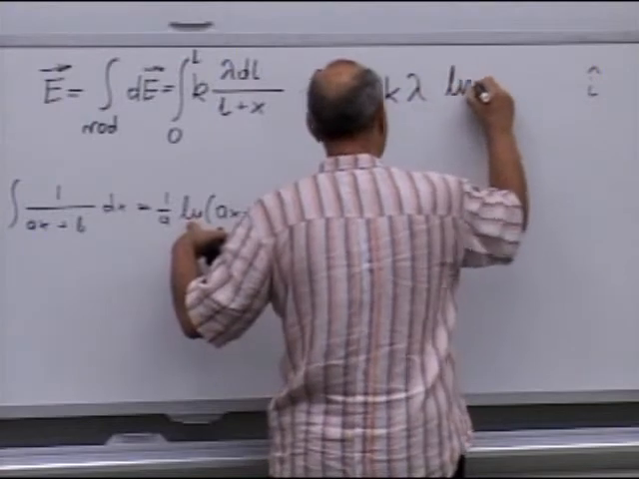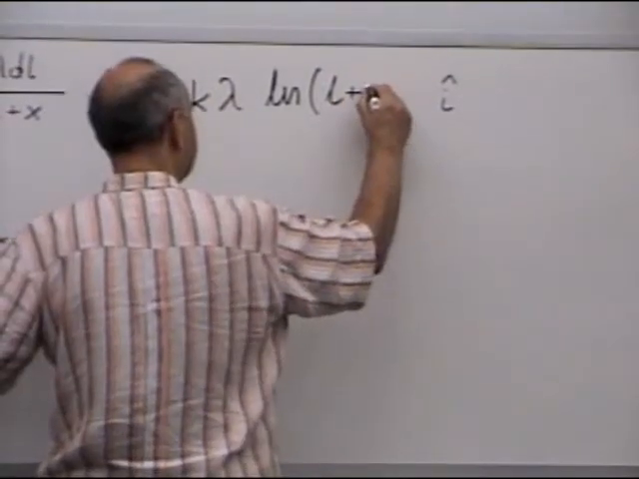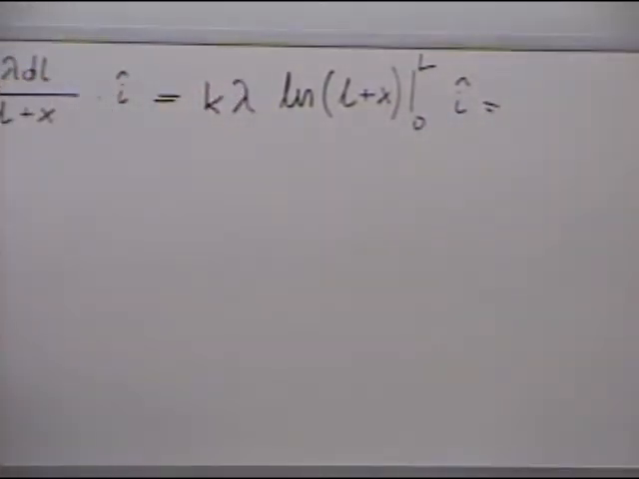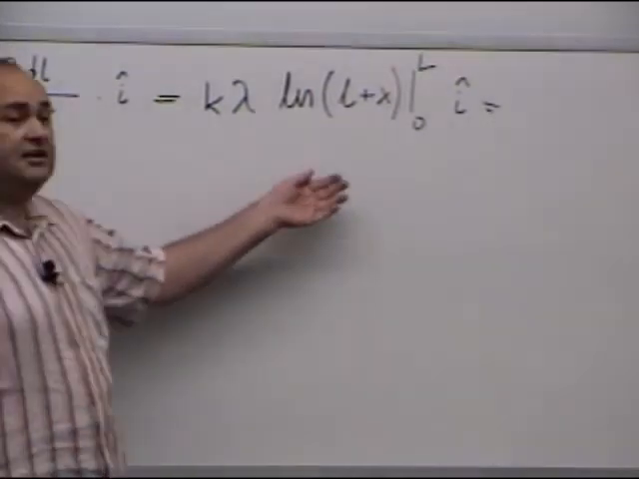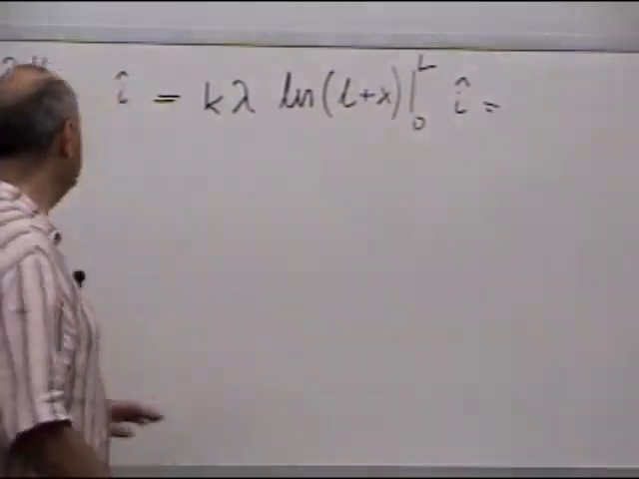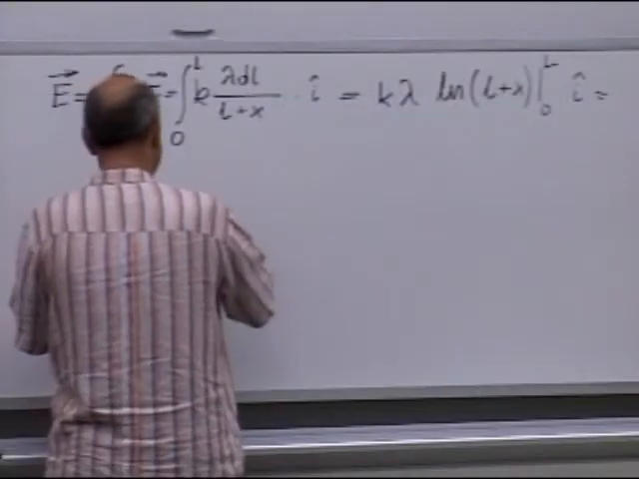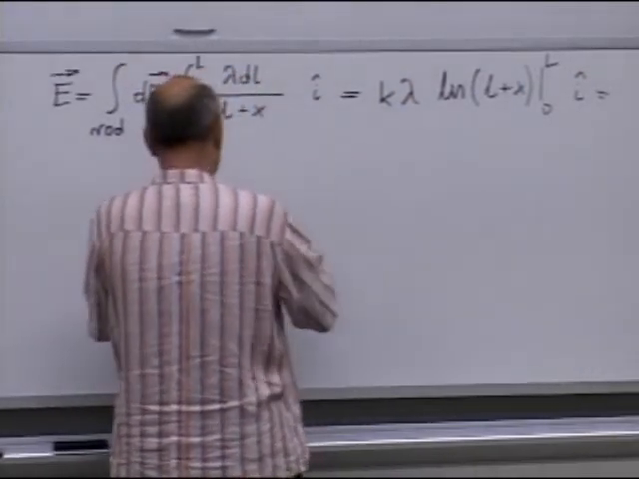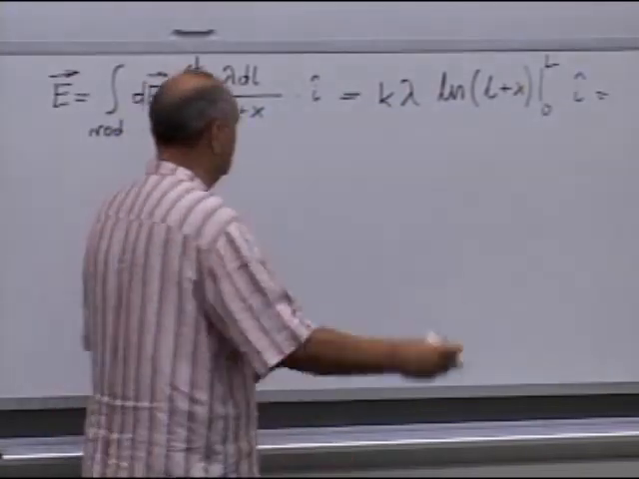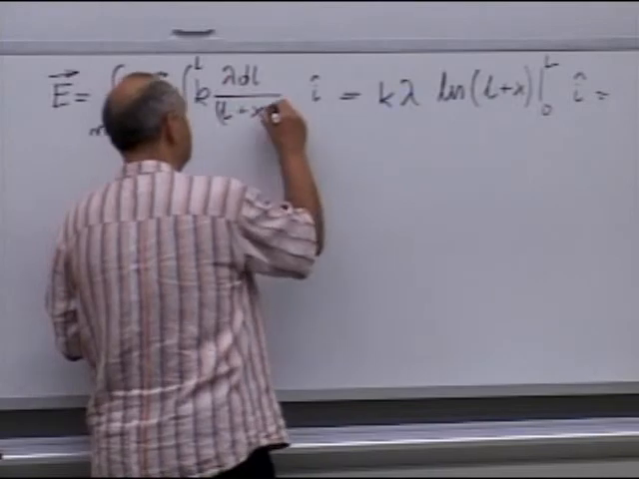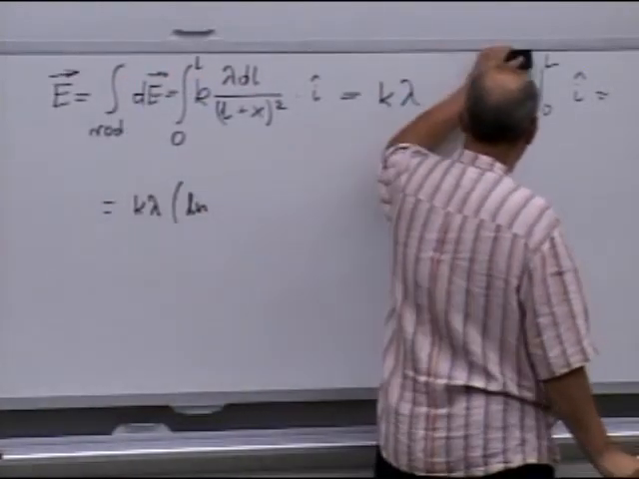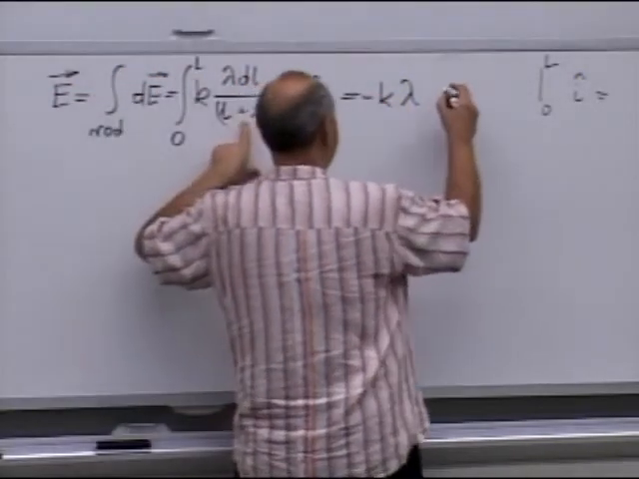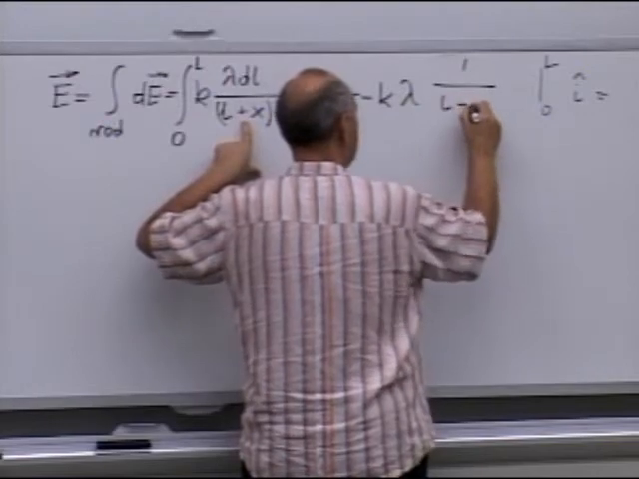So this integral over here is going to be logarithm of L plus x in limits from 0 to L, which is going to be equal. Now I have to, consistently with the first fundamental theorem of calculus, plug in values L and 0. So I will have k lambda logarithm of... oh no, I'm doing it wrong. I have to square it. Yeah, so if I square it, it will be minus, and I will have 1 over L plus x.